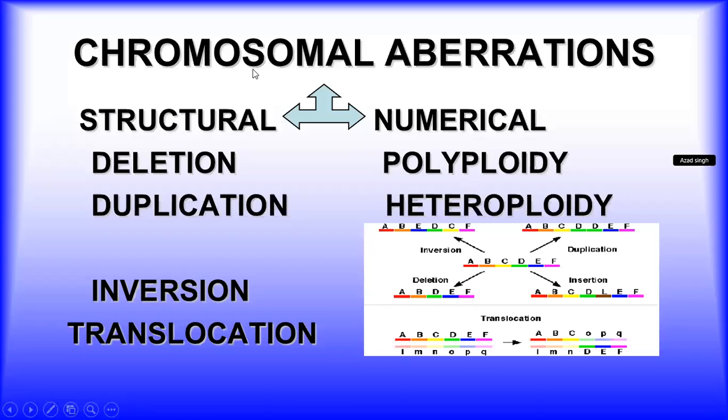Second type of chromosomal aberrations are called structural. It means that whenever there is a change in the structure of the chromosomes, it is called structural chromosomal aberrations. It is of four types. Number one, deletion. Number two, duplication. Number three, inversion. And number four, translocation.